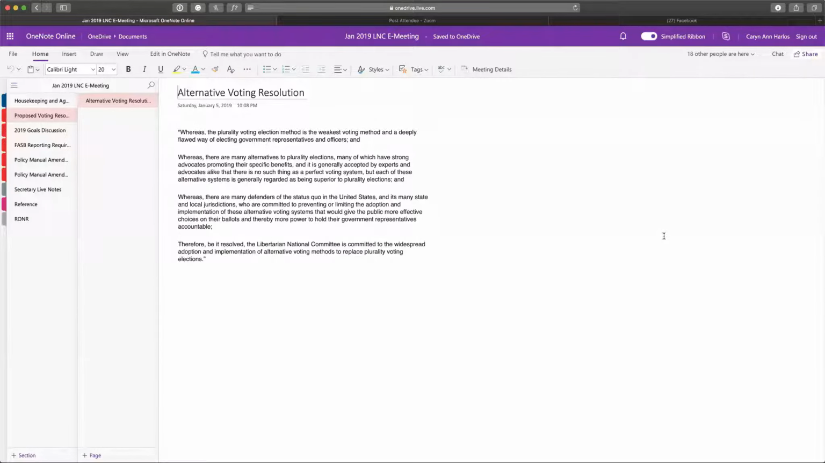that would give the public more effective choices on their ballots and thereby more power to hold their government representatives accountable, therefore be it resolved, the Libertarian National Committee is committed to the widespread adoption and implementation of alternative voting methods to replace plurality voting elections. That is my motion. Second. All right, hearing a second from Ms. Harlos. It's been moved and seconded.